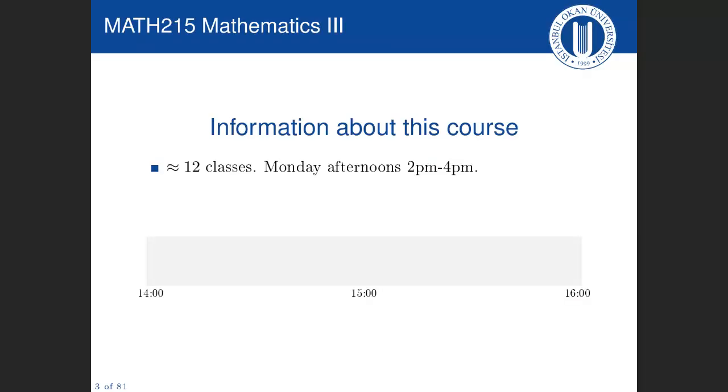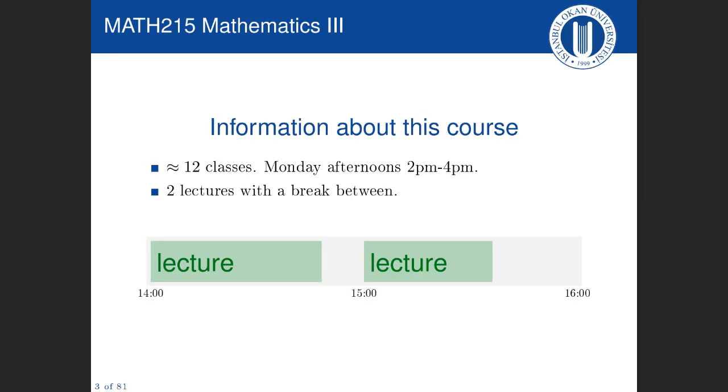I'm expecting to give 12 classes to you, and they will be on Monday afternoon between 2 o'clock and 4 o'clock. There should be enough space in the term for 13 classes, but because something always comes up, we usually lose a lesson. I'm planning 12 lessons, and then we can make changes later if necessary. The way I'm going to teach is I'm going to give you 2 lectures with a break in between them. And then after that, I'm available to answer your questions.